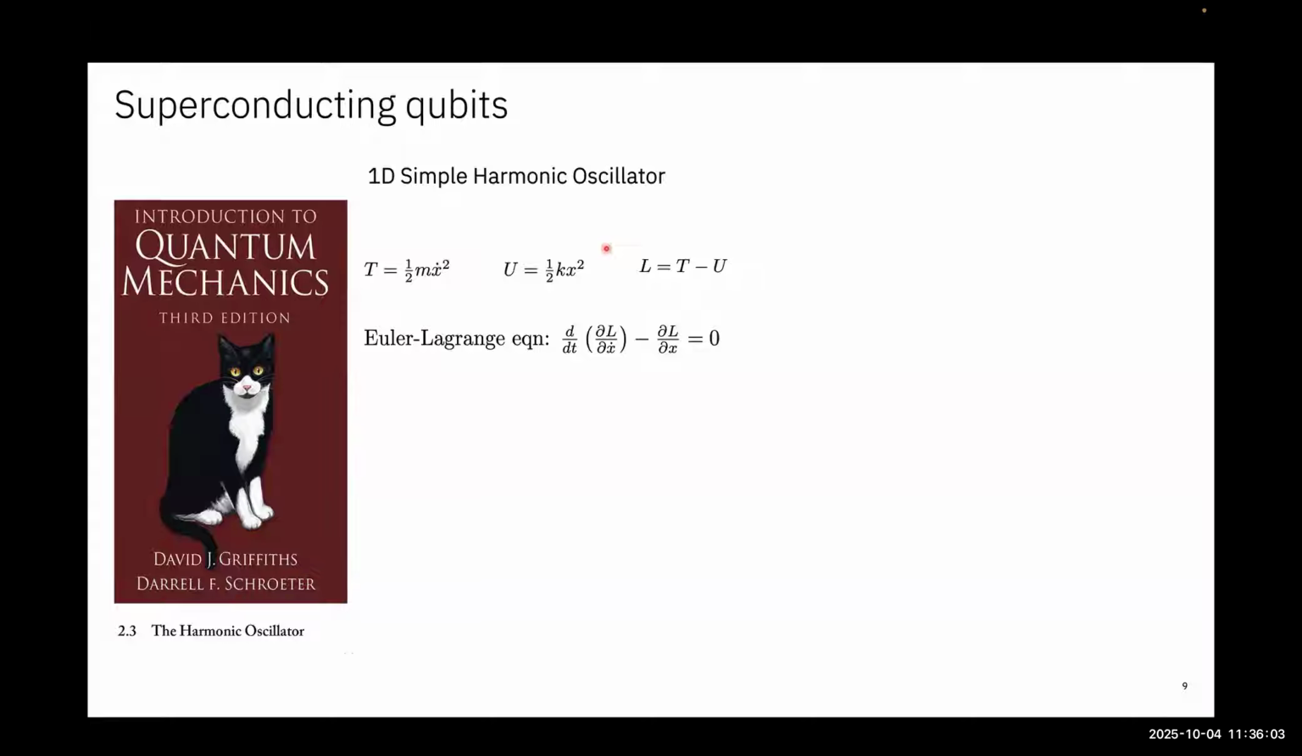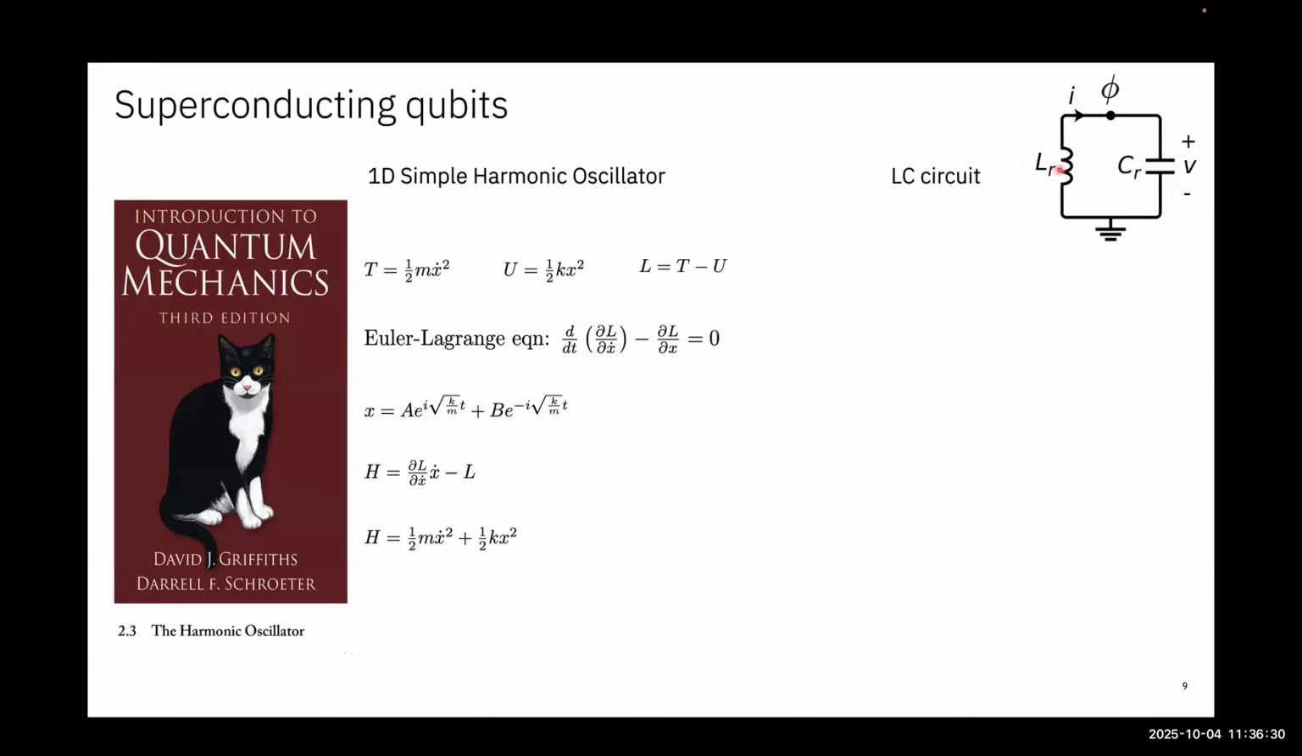Then you use the Euler-Lagrange equation to calculate the equation of motion. As you can see here, combining all this, you get a harmonic oscillator that oscillates at frequency root k over m. Then you can also calculate the Hamiltonian, which is the total energy of a system, the kinetic energy plus the potential energy.